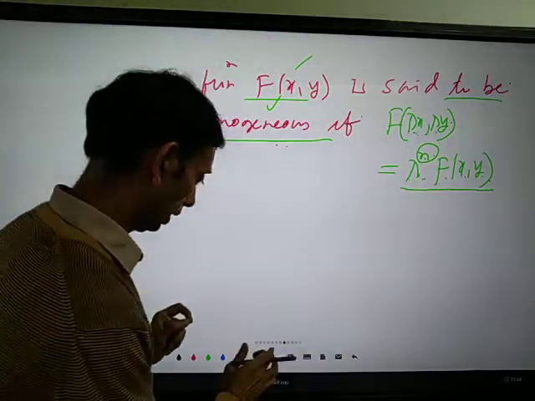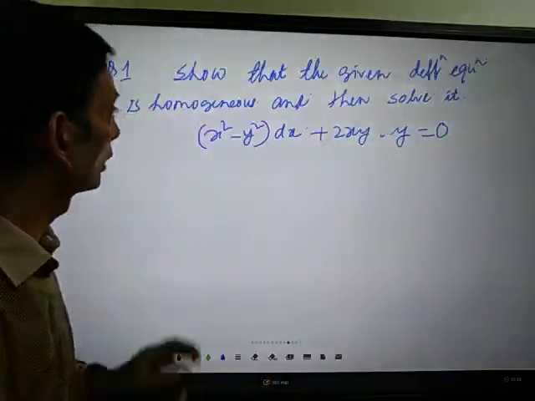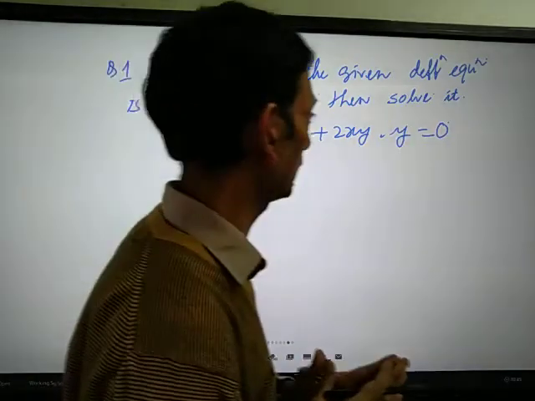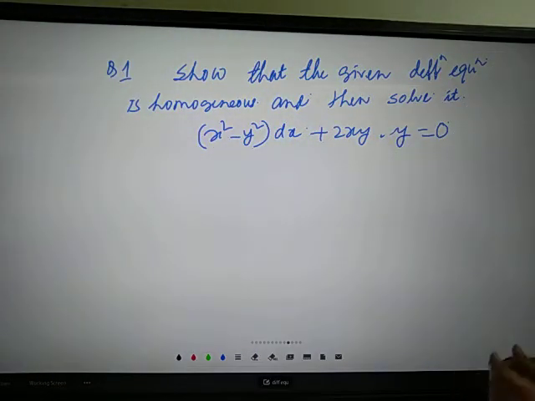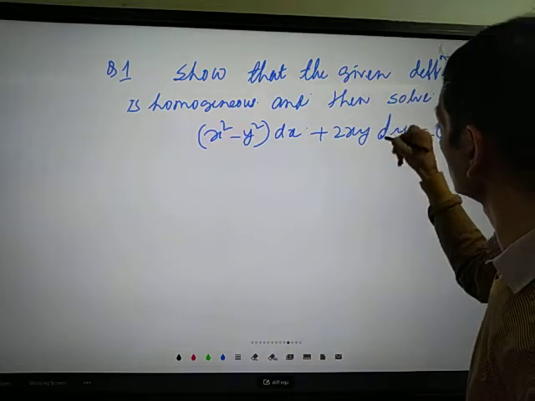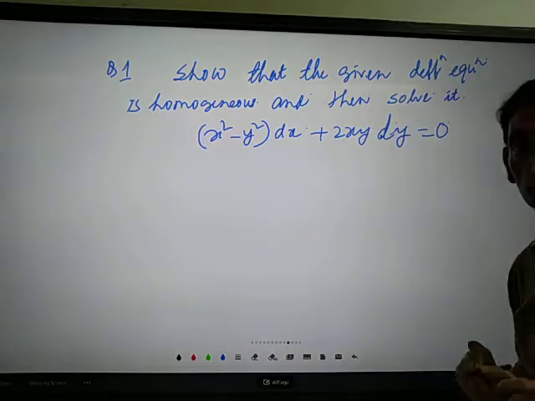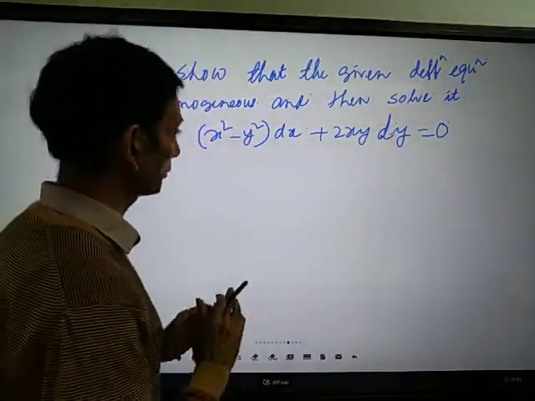Okay, now let us move to the most important part, that is the solution of that homogeneous equation. How do you solve a homogeneous equation? So the question is: show that the given differential equation is homogeneous, and then solve it, right? So I'll just write this, this is dy. Show that the given differential equation is homogeneous, first part, okay? And then we have to solve this.